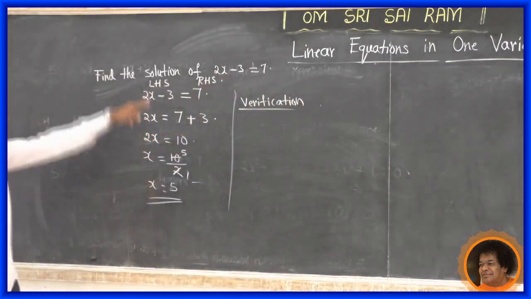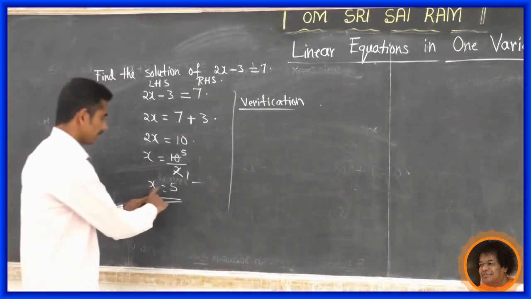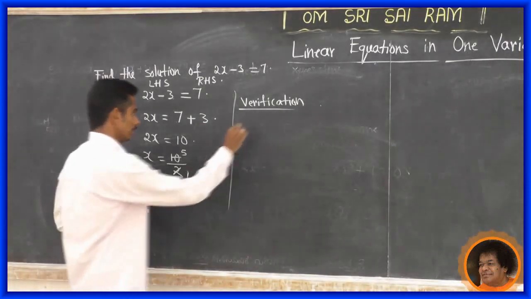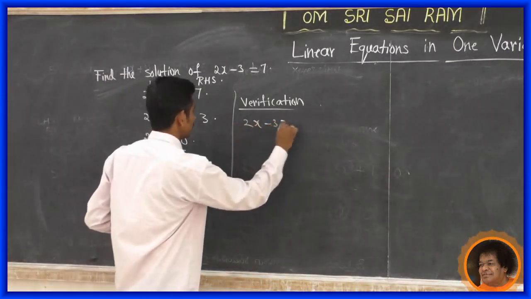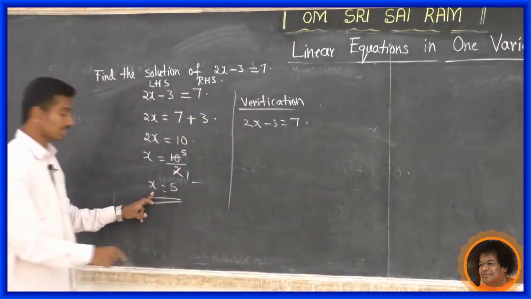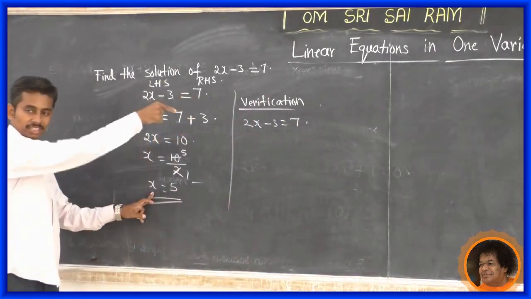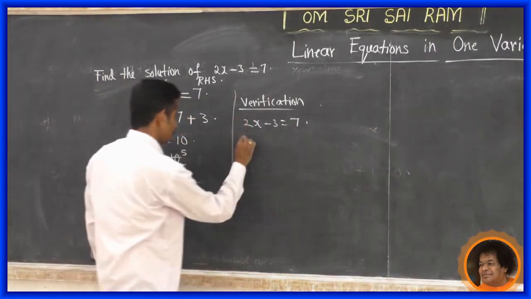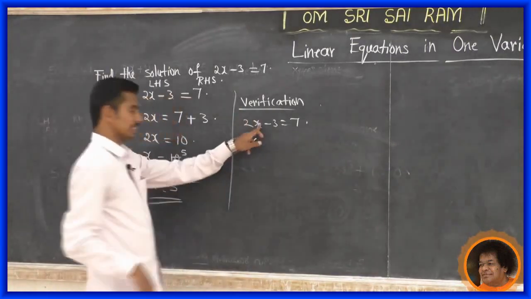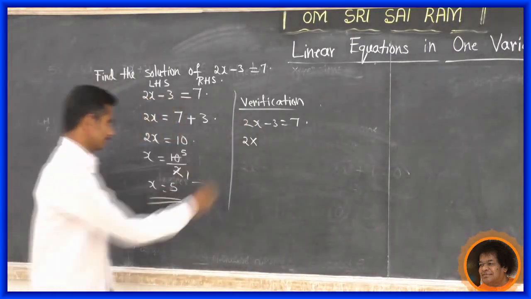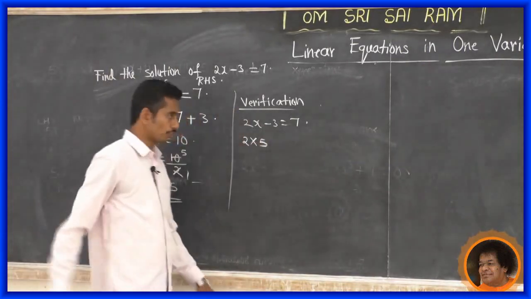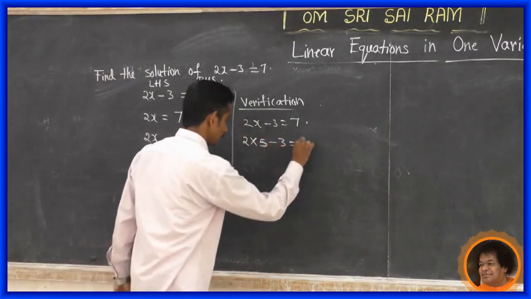Is it a solution for the linear equation? What is the value of x? x equal to 5. Write the equation 2x minus 3 equal to 7. Now substitute the value of x in the equation. What is the value of x? x equal to 5. Substitute the value: 2 into 5 minus 3 equal to 7.